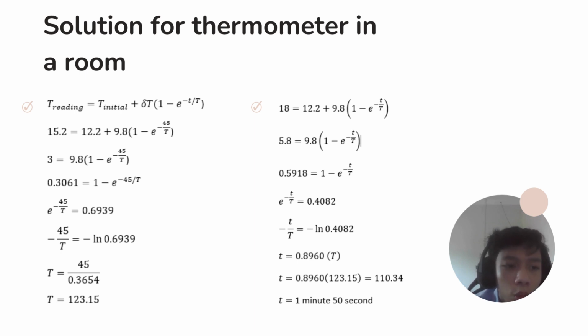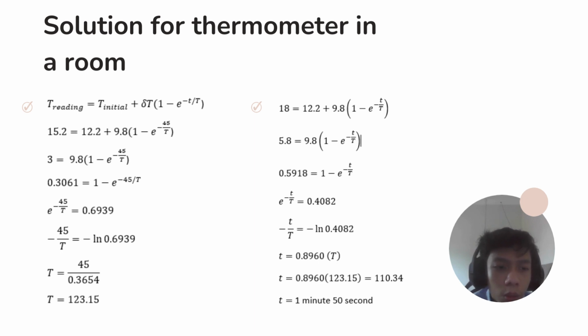After that, we substitute the new information, where the thermometer reading becomes 18 degrees Celsius. 18 equals 12.2 plus 9.8 times 1 minus e to the power of negative t over T. Then we get 5.8 equals 9.8 times 1 minus e to the power of negative t over T. After that, we get 0.5918 equals 1 minus e to the power of negative t over T.